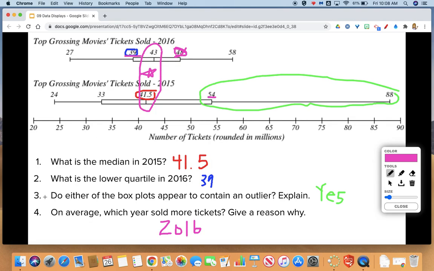3 and 4 are going to be more along the lines of some of the exceeds questions we might ask you as far as data displays go, so check in with your teacher if you have any questions about those.